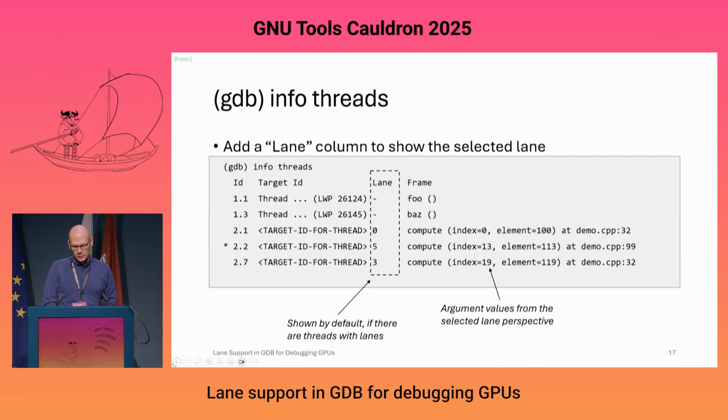And the reason why this column is added here is that in the frame information, there are frame arguments, and the values of frame arguments here are shown from the context of the selected lane. So in order to make this clear to the user, we propose that we need to show the selected lane as another column.